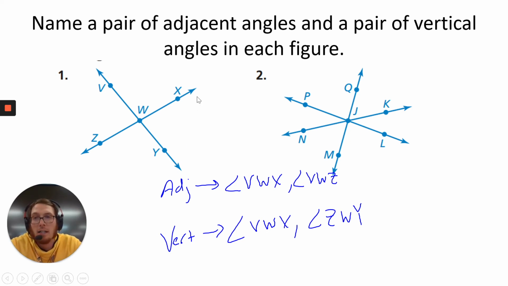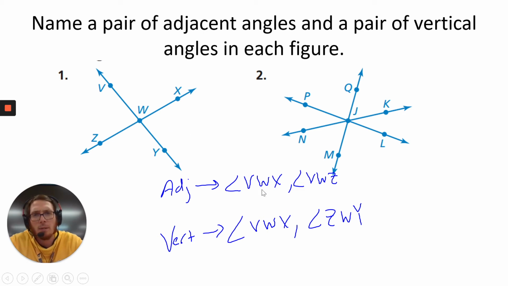These are crossing lines, and so this angle right over here on the left and right would be vertical, or above and below. Remember, you got to use 3 points, okay, when you're naming these angles, unless they tell you that this is angle 1, 2, 3, 4, kind of in the angle area.